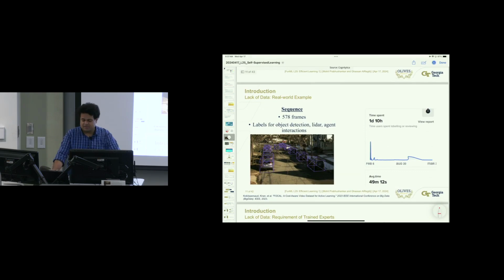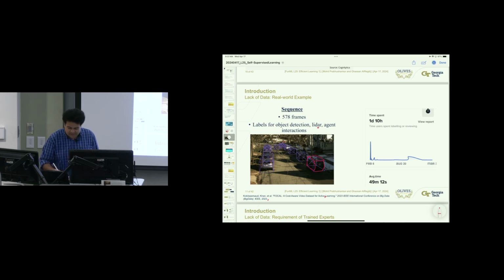This is a real-world example that we published last year in 2023. In this case, this was actually a collaboration with Ford, where we were working on constructing a data set and using it for different algorithms. One of these was actually an active learning algorithm, which we'll discuss on Monday. In this, the goal was to annotate for object detection, for instance, this kind of 3D bounding box that you see across this car, along with some other data, which is LiDAR data.